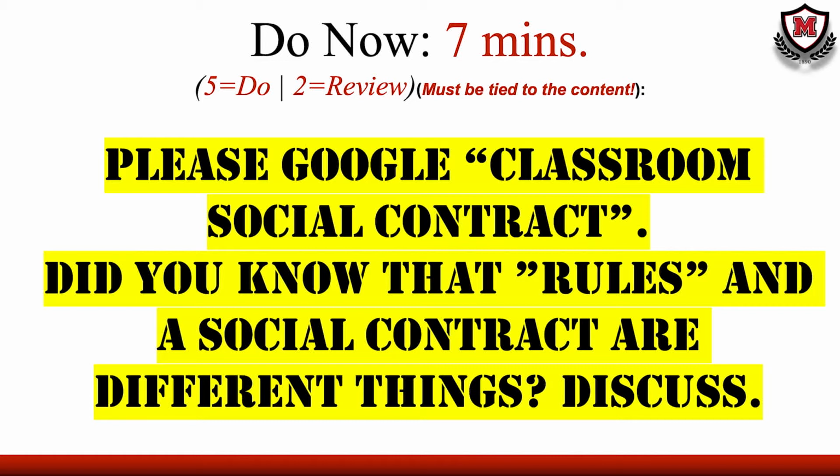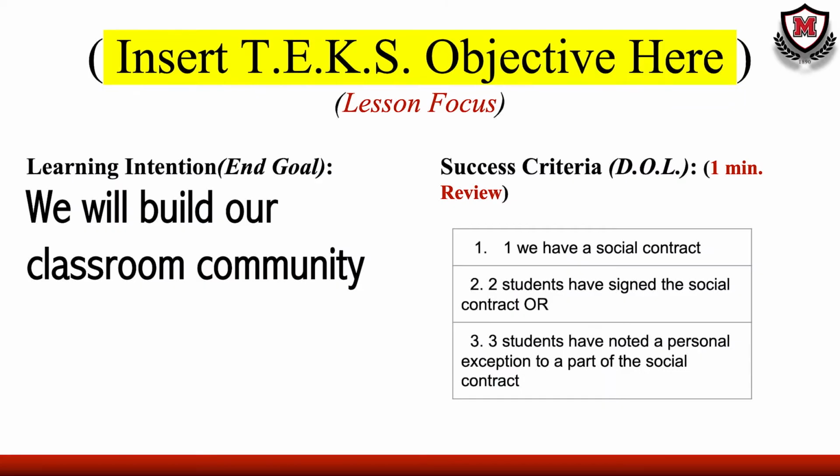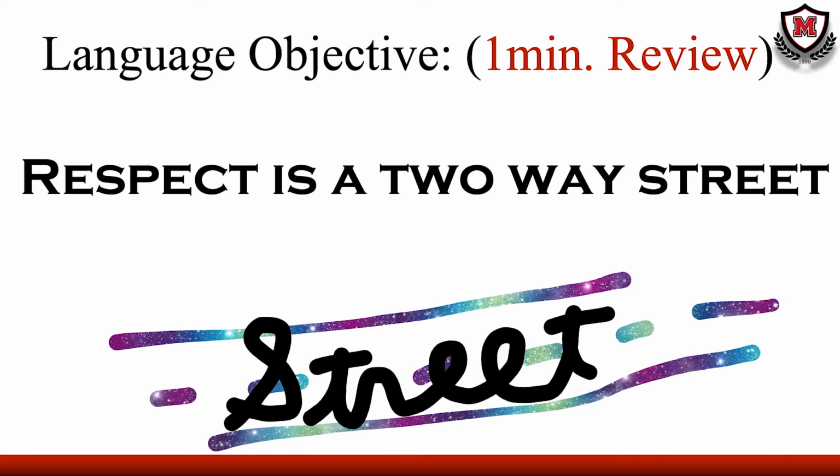Social contracts are how we have agreed to treat each other in the classroom, how we've agreed to work with each other in the classroom, and we did that for each of my classes. Social contract says, how do you want to be treated by the leader, treated by each other? How do you want to treat each other when there is conflict? We have a social contract. And students either sign the social contract or they note a reason why they didn't sign the social contract. And typically when I do that, we end up with further discussion that's good.